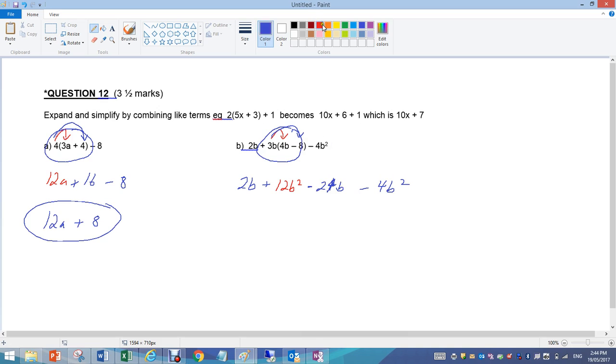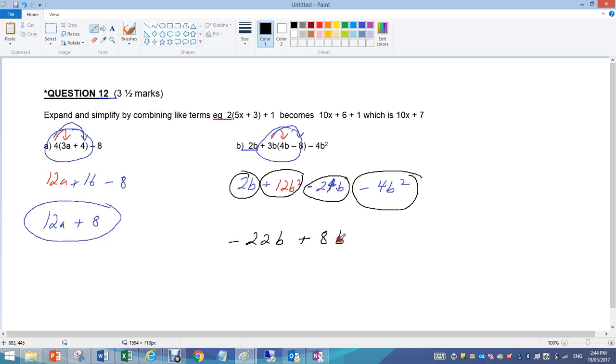So then we can start to go, okay, 2b here, take away 24b, so you won 2b and then you lost 24b, so that's like losing 22b. And then we had plus 12b squared, take away 4b squared, so you won 12b squared but you lost 4b squared, so that means you've won 8b squared overall. And that's the answer for that one.